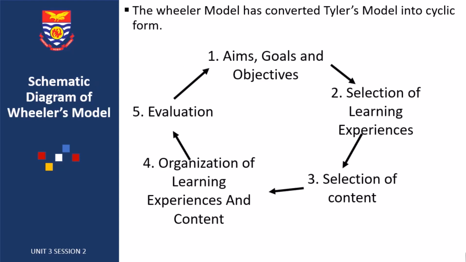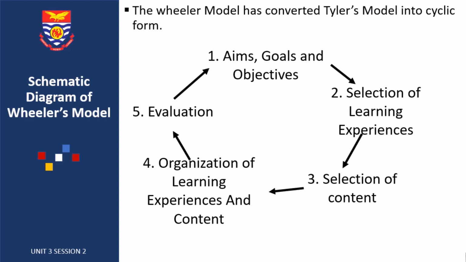And so this is a schematic diagram of Wheeler's model. And when you look at the various components of Wheeler's model, you realize the components are not different from Tyler. However, he has converted Tyler's model into a cyclic model. So we have the aims, goals, and objectives. Then we have the selection of learning experiences. We have the selection of content. We have organization of learning experiences and content. Then evaluation. Then we come back to the process again.